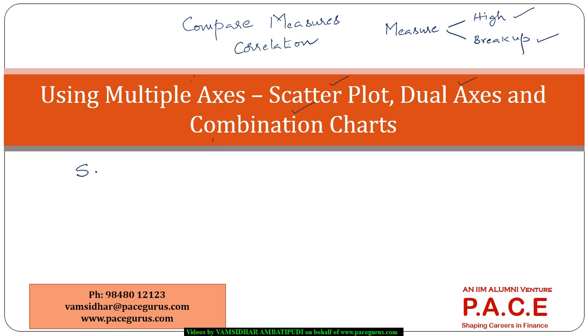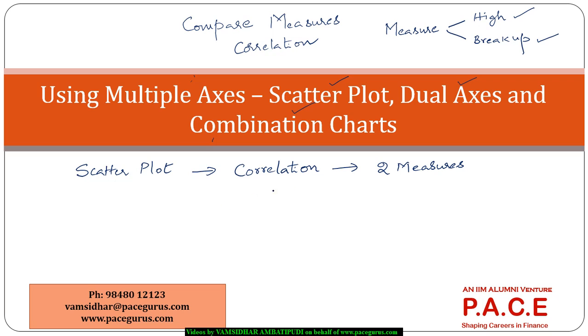So initially let's get started with a scatter plot. Primarily this is used to understand the relationship between the two measures. So it is basically between two measures, right? No dimension involved here. So we are trying to find out the correlation between the two measures.